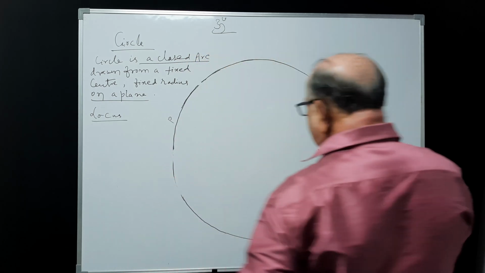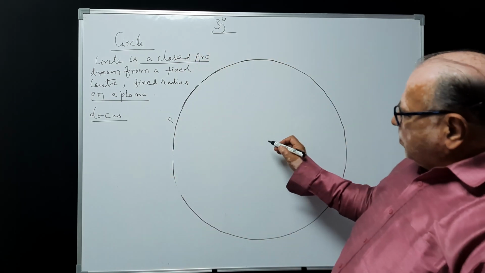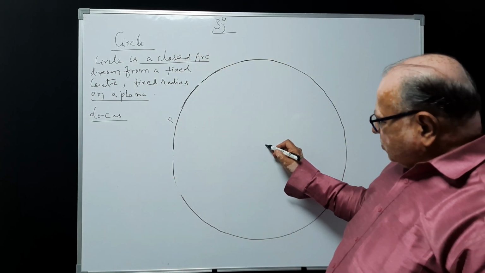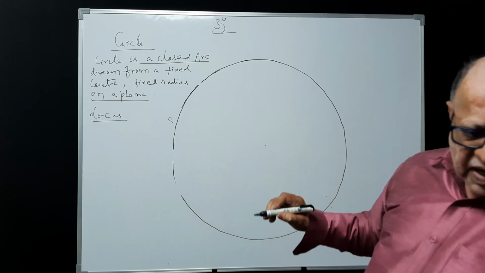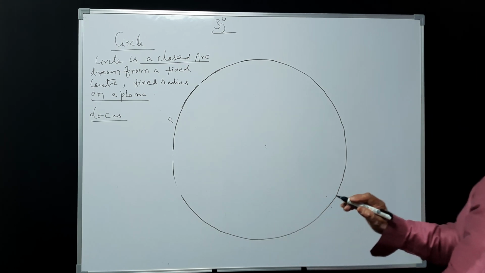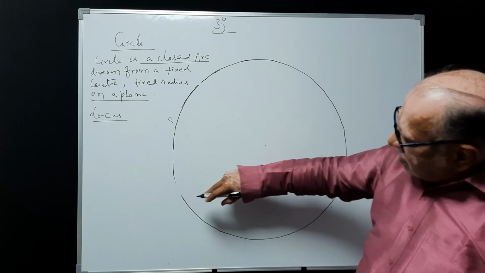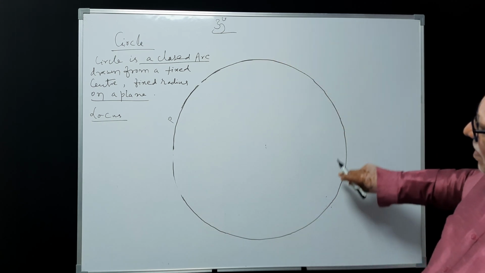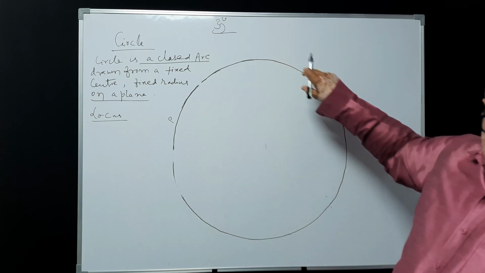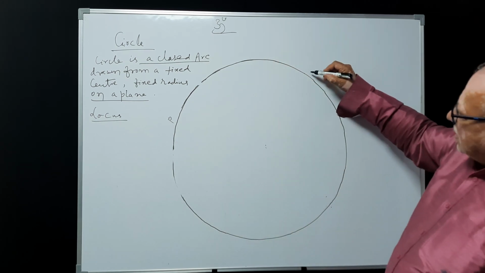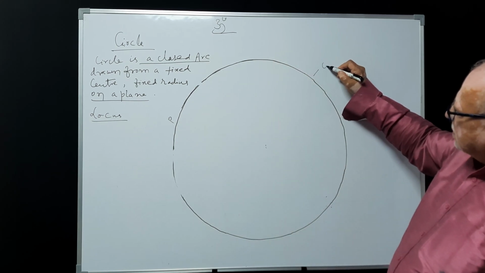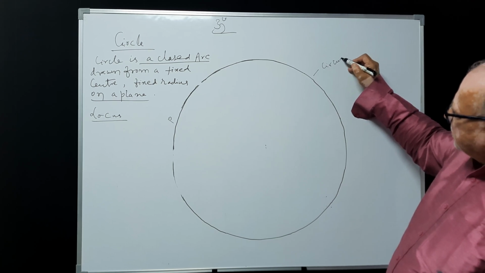Now we will learn the other properties of circles, and we will also know later how they are useful in our daily life. The first thing you should know is the length of the curved path of the circle. Length of the curved path of the circle, we call it circumference.